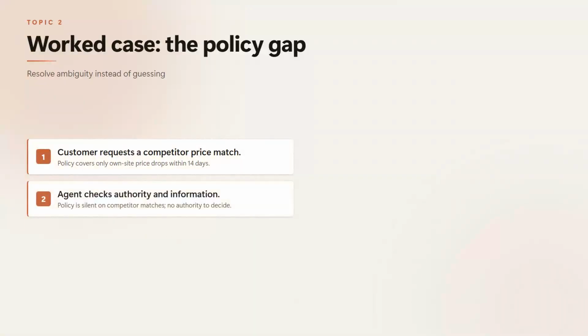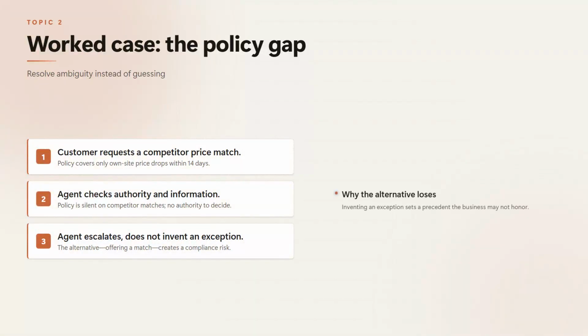Take the third situation: a customer wants a price match against a competitor. The agent checks the policy and sees it only covers on-site price drops within 14 days. There is no mention of competitor matching. The agent has no information about whether this is allowed and no authority to decide. The alternative is to offer the match anyway, perhaps to appease the customer. But that loses because it creates a compliance violation. The agent has invented an exception the business may not honor, leading to inconsistent pricing and potential legal exposure. The correct action is to escalate to someone who does have the authority.